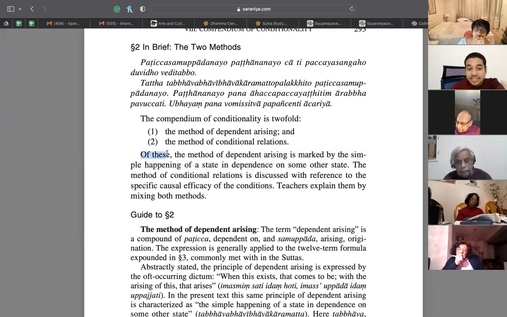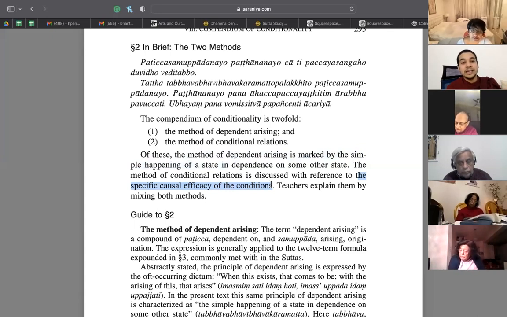Again, of these two, the method of dependent arising is marked by the simple happening of a state in dependence on some other state. The method of conditional relations is discussed with reference to the specific causal efficacy of the conditions. Is that understood?